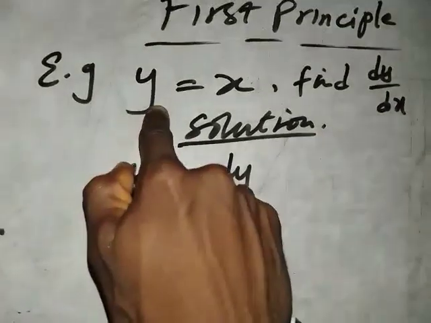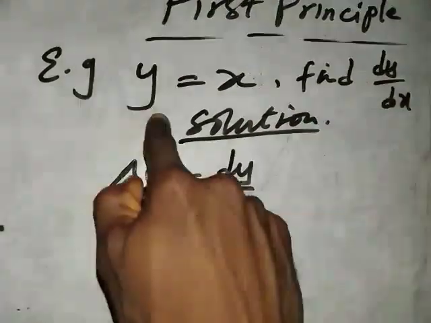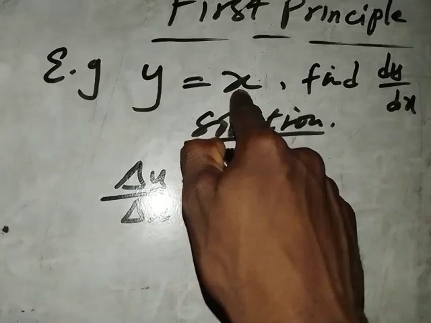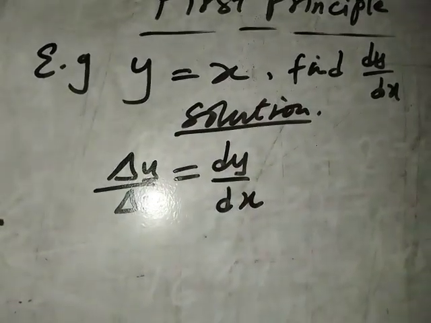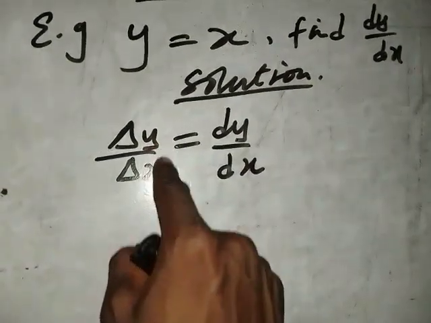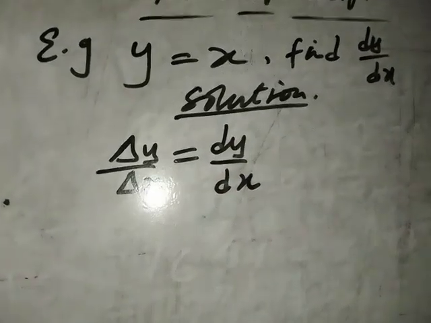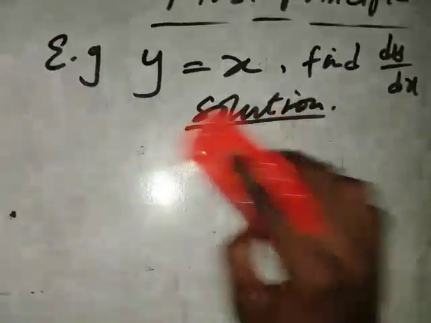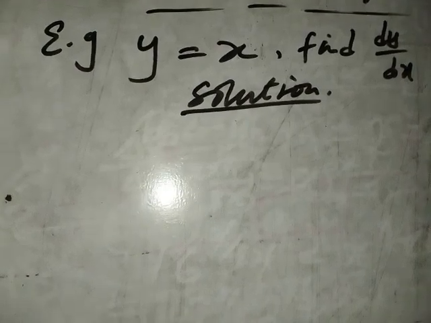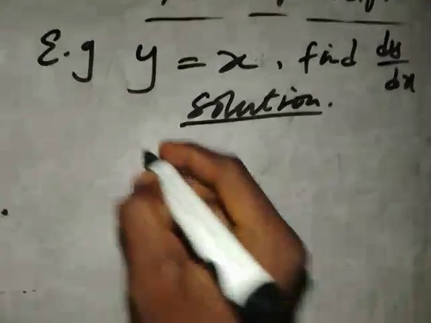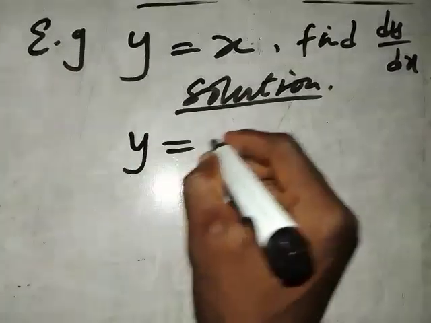So we are asked to find dy/dx if y is equal to x. Okay, all right, let's go. This is change in y all over change in x, which is equal to dy/dx. So let's continue. The question is given by y is equal to x.